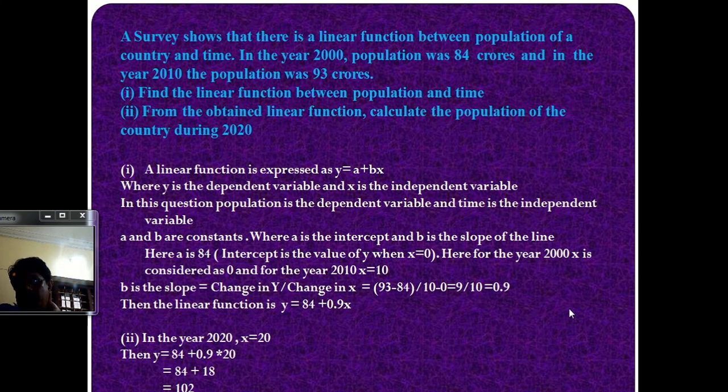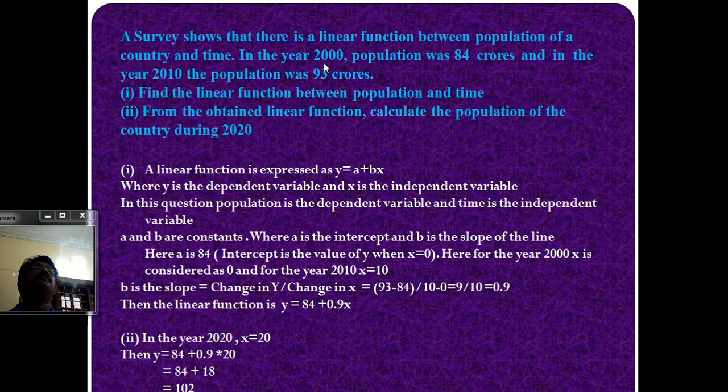Now let us describe a descriptive question. This is also given in your textbook. So here the question is, a survey shows that there is a linear function between population of a country and time. Very simple. When you take the population of a country on different time periods, you will get a linear relationship or a linear function.